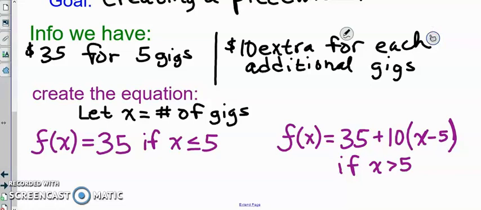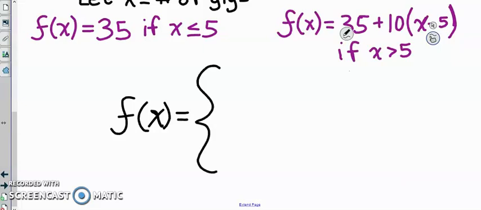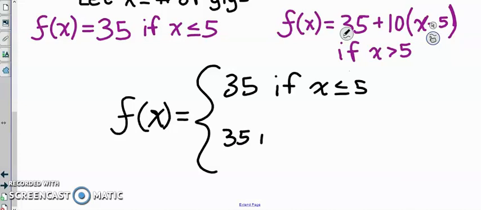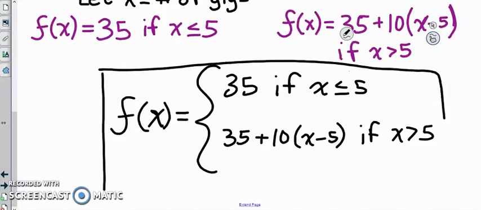So let's go and put this into a piecewise function, and then we are done, guys. Piecewise function word problems are not bad. The graphs take a little bit. So here we have $35 if x is less than or equal to 5. We have $35 plus $10 times however many gigs you went over if you go over 5 gigs. And that's it, guys. That's our piecewise function.